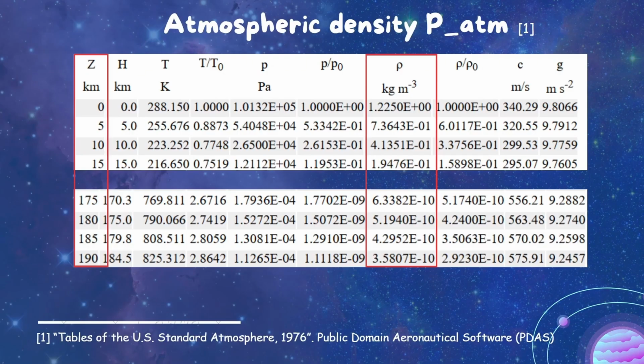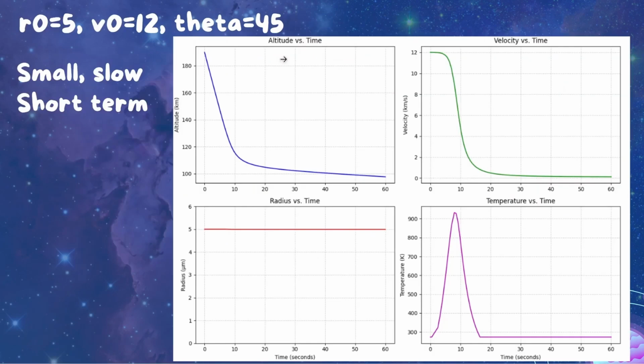To solve the whole system, we also need the value of atmospheric density at each altitude, and we will find the density at any altitude using simple linear interpolation. After solving the whole system, we plot four features, altitude, velocity, radius, and temperature, versus time. In the case of a small, low-velocity particle, in the short term, at the 9th second, it reached an altitude of 120 kilometers and experienced a maximum temperature exceeding 900 Kelvin. However, this temperature does not exceed the material melting point.